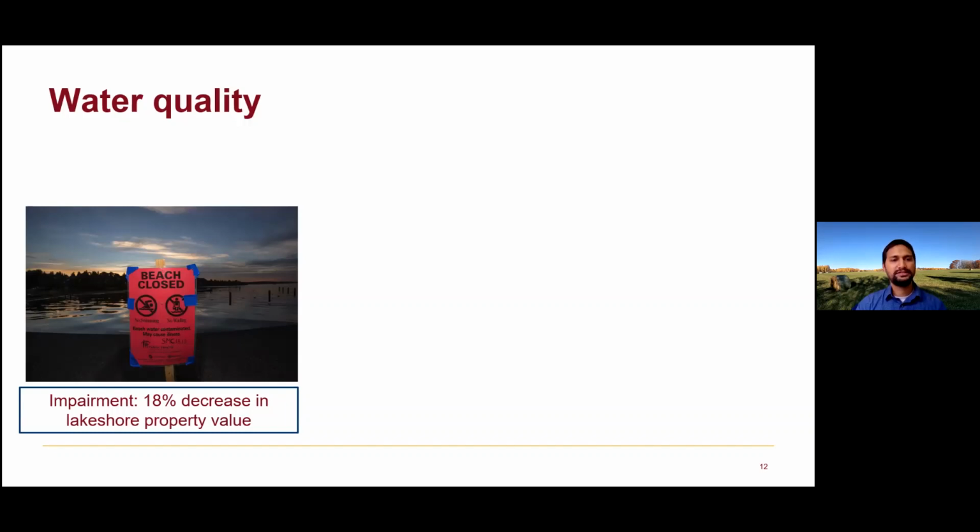The result we find in that project for impairment only is an 18% decrease in lakeshore property value because there is some type of impairment on the beach. It can be due to phosphorus loading, nitrogen loading, or a heavy algal bloom. It can also be a result of mercury in the fish tissues. For all this listed impairment, we find an 18% decrease in lakeshore property value.